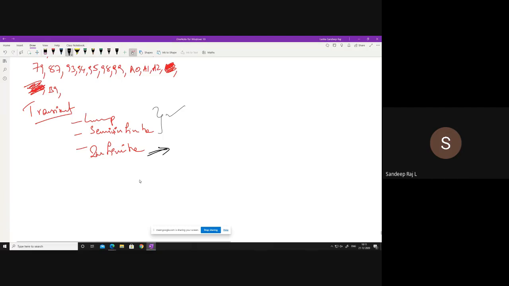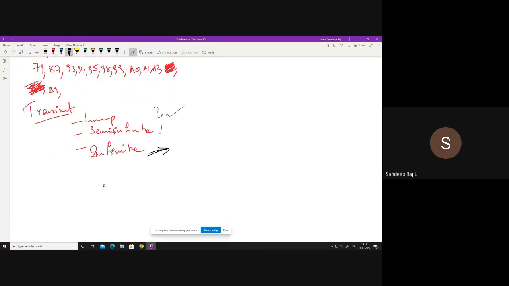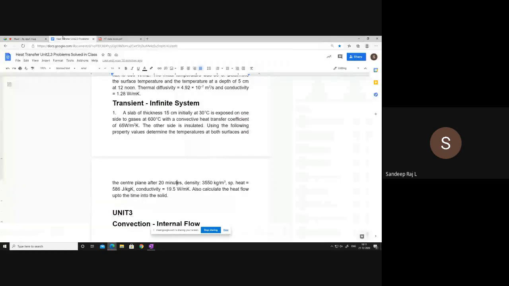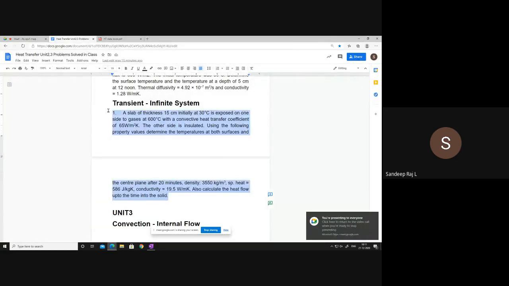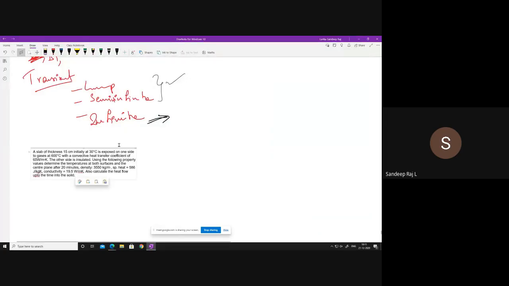We are going to look at this infinite case. I will tell you a simple problem, and this simple problem in transient heat conduction, I'm not going to solve it fully. I will leave it for you. You can refer to any textbook to understand it in detail. But for now, I'm giving you this problem to look at.